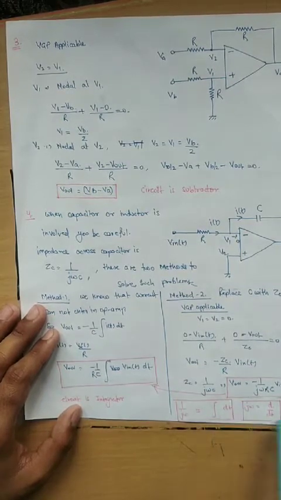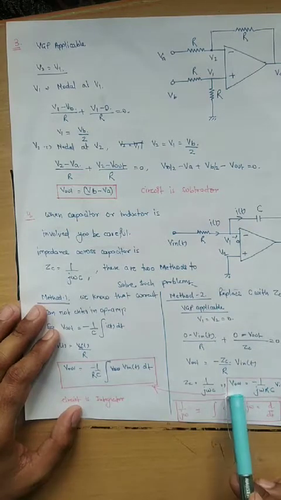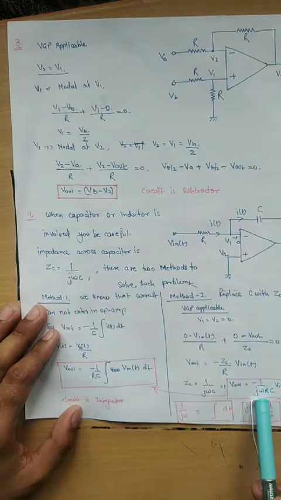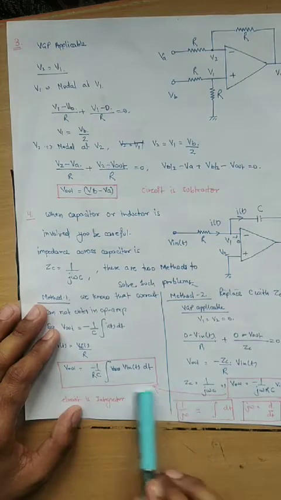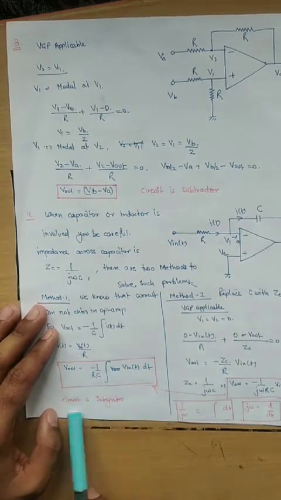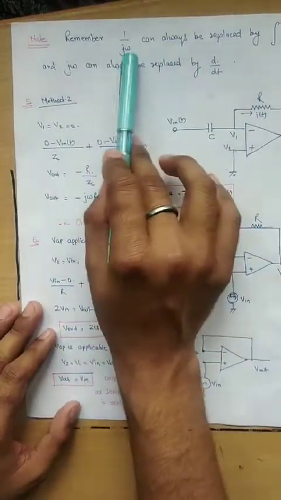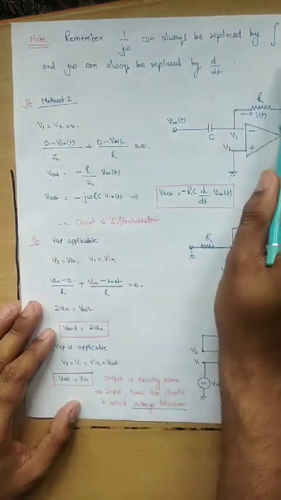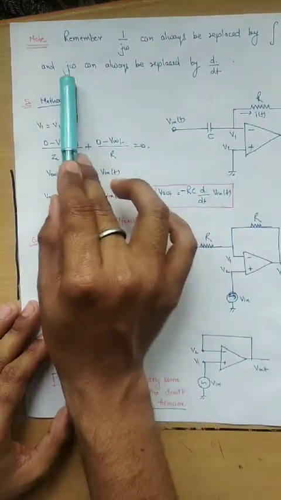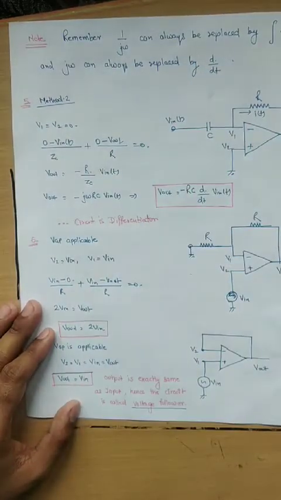So here we have found minus 1 by j omega RC into Vin, and if we replace 1 by j omega with the integration sign, we again get the same result. It means the circuit is an integrator. So remember, always 1 by j omega will be replaced by integration, and j omega will always be replaced by differentiation in the time domain.